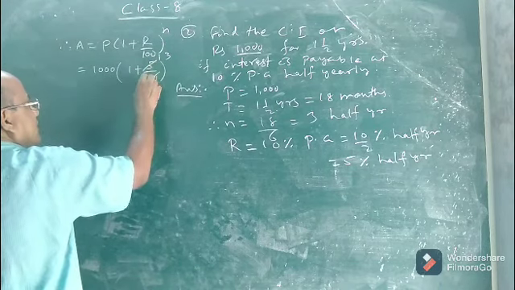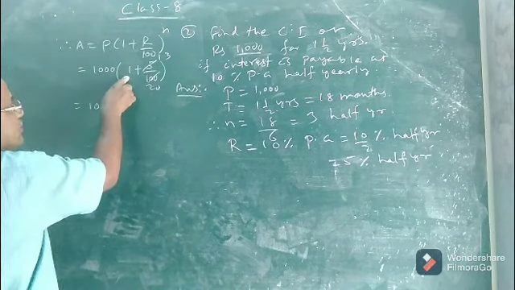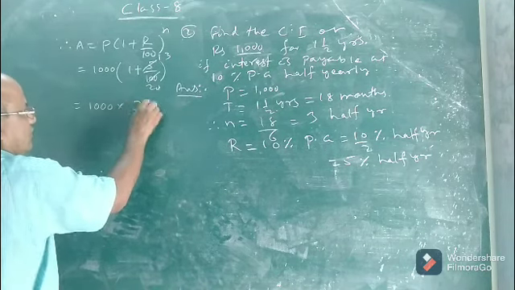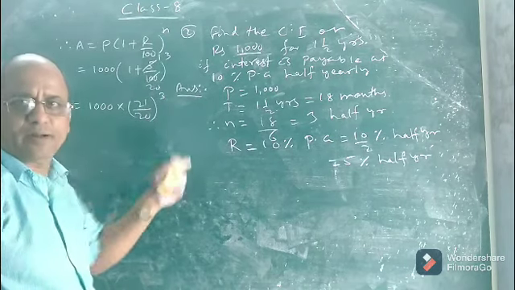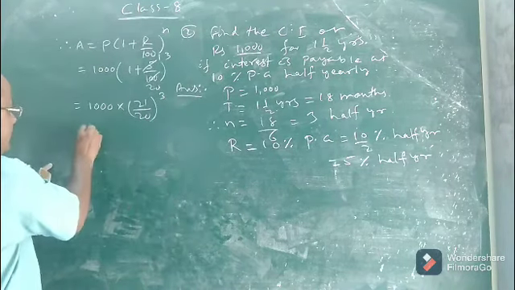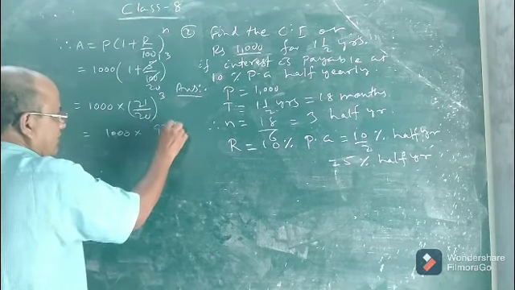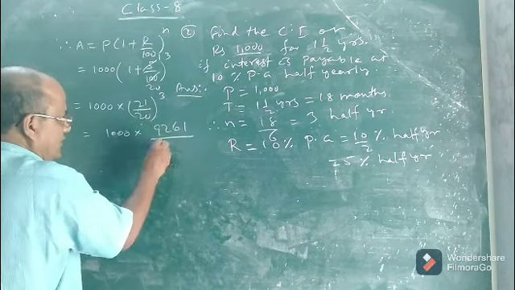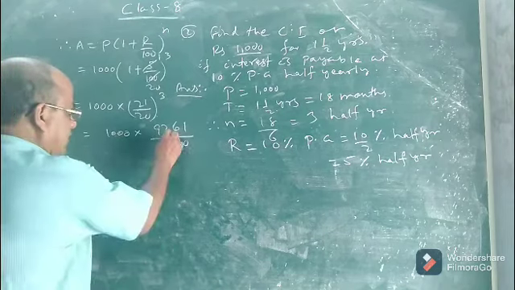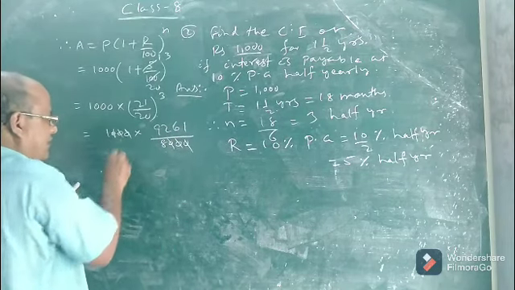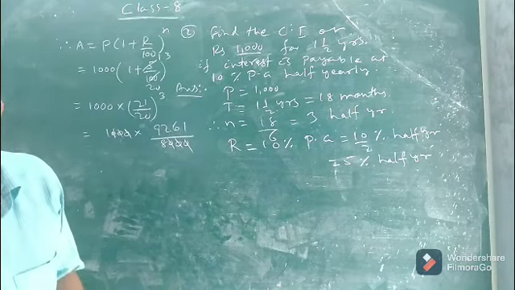Now you cancel, this is 20. So this will be 1000 into 20 plus 1, 21 by 20 whole cube. Now multiply 21 three times. So this will be 1000 into 21. If you multiply 3 times, it will be 9261. And 20 if you multiply 3 times, the cube of 20 will be 8000. Now you cancel the zeros. So now you divide 9261 by 8.